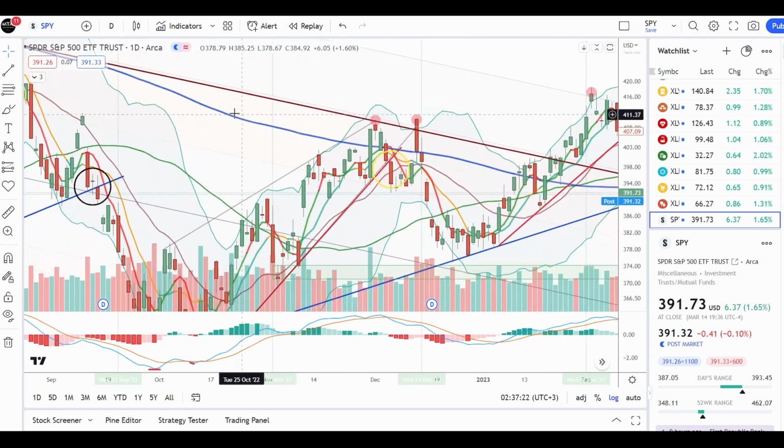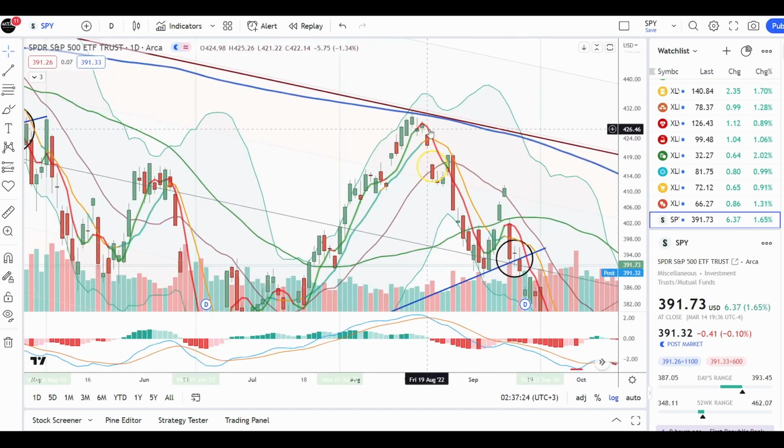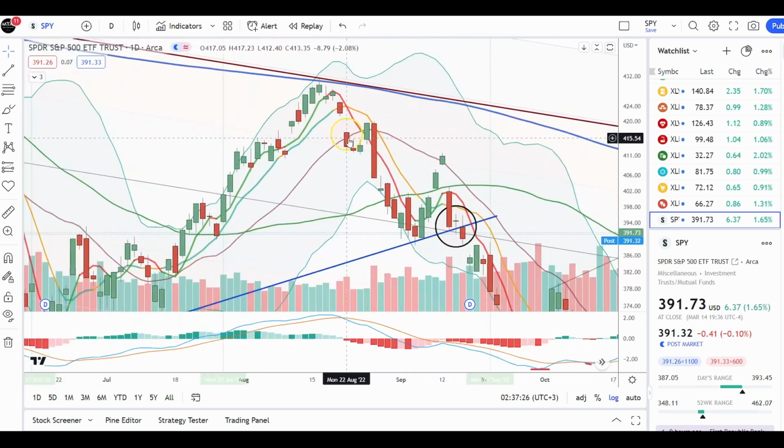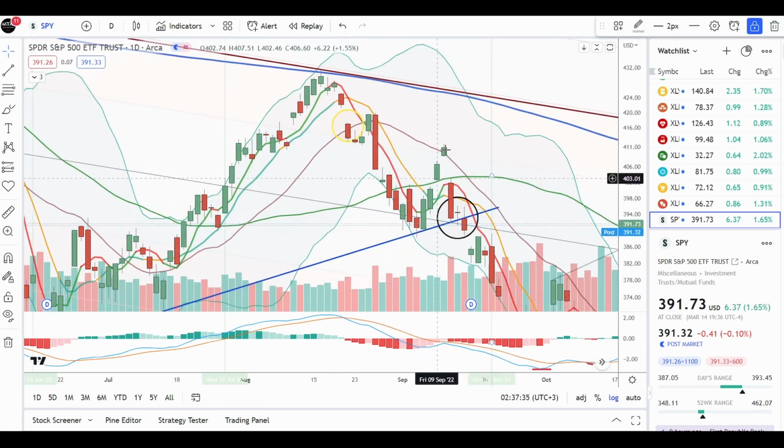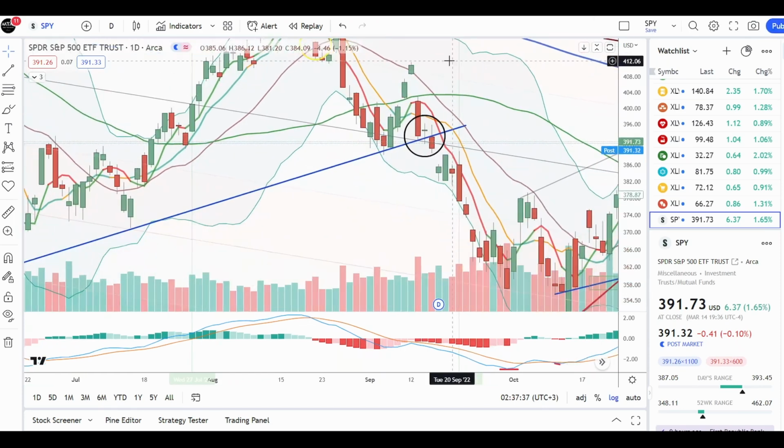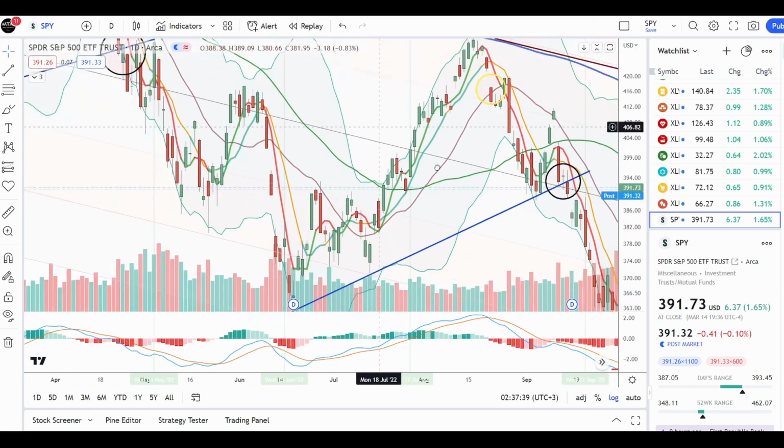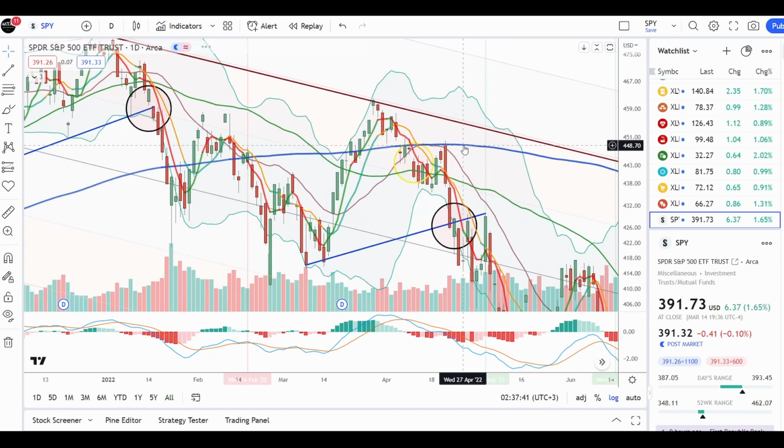Here's another example, guys, right over here at the top in August. This was the first break below the 20-day. We rallied back to the 20-day, had this waterfall sell-off. We had another rally to the 20-day, again rejected, massive waterfall sell-off. Here's another example, guys. It happened at every single bear market top.